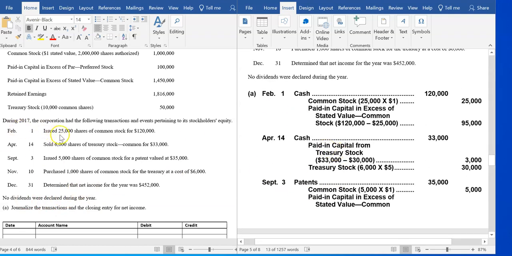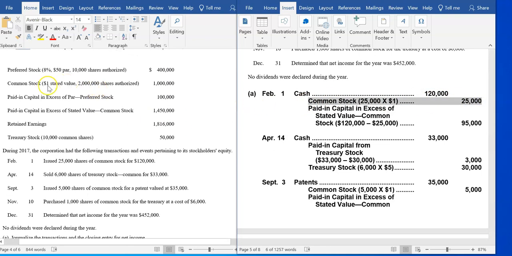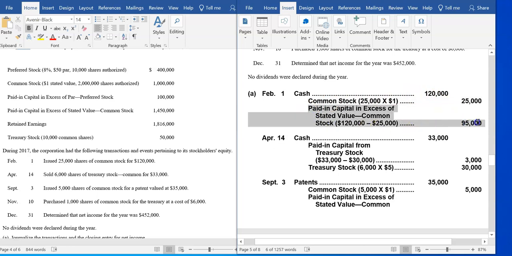February 1st, issued 25,000 shares of common stock for $120,000. If we multiply the 25,000 shares, well, we don't even have to multiply it out. They've already done it for us. The cash of 120,000 was received. We credit the common stock for the par value of the stock, or stated value, which is $1, and the excess paid in over the par value, stated value of 95,000 is recorded in the paid-in capital in excess account.